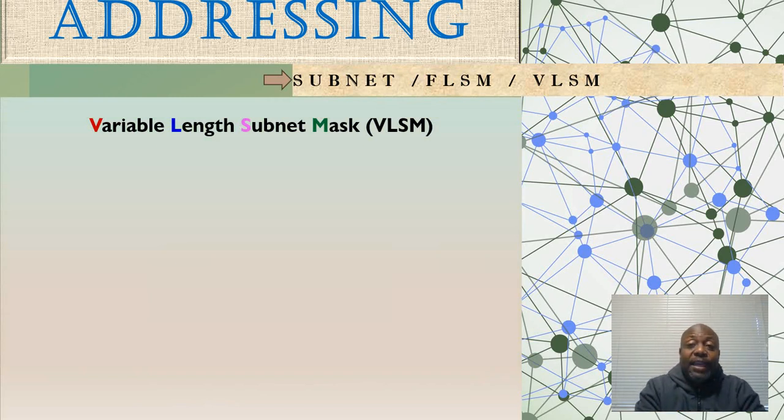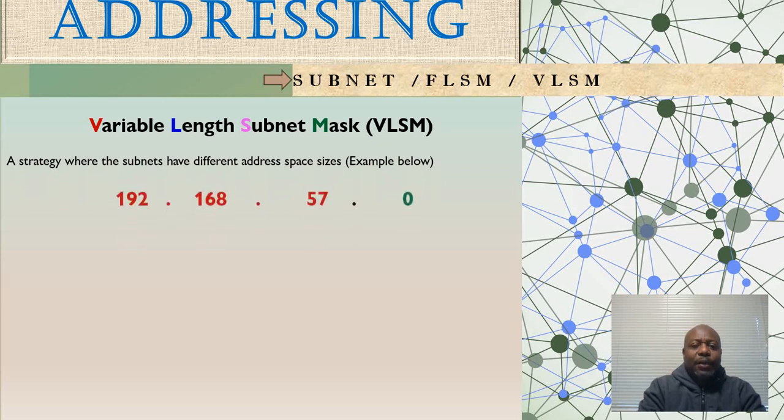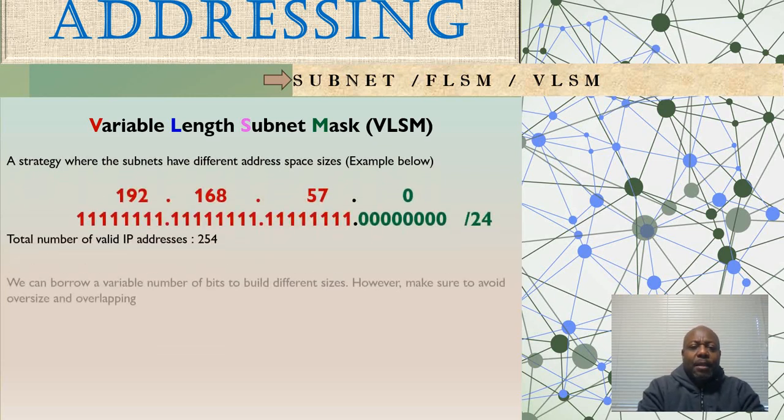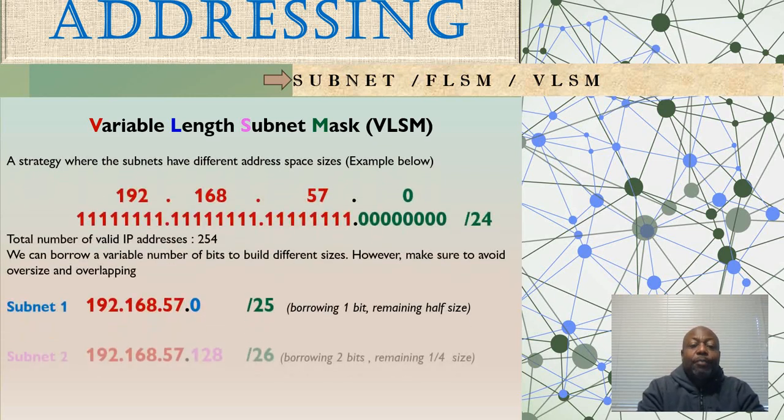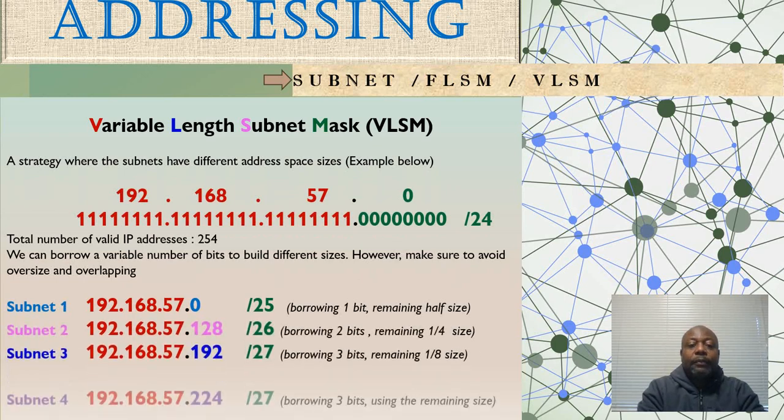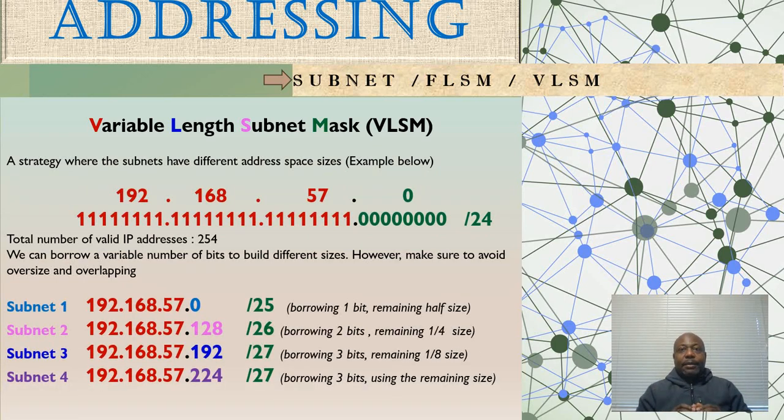We have to borrow these bits and avoid overlapping. Let us take an example here. Same network, but for the first group, we can borrow 1 bit. If we borrow 1 bit, it means that we have divided our network into 2 groups. So one group is going to be used for subnet 1. The other one is going to be available to be divided again. And we can borrow now 2 bits to divide that into 2.